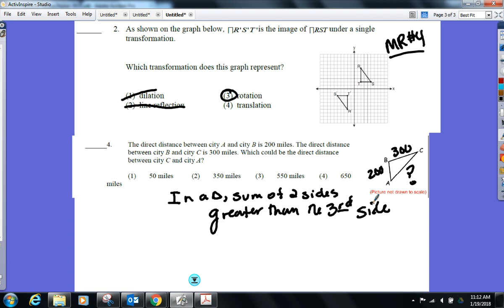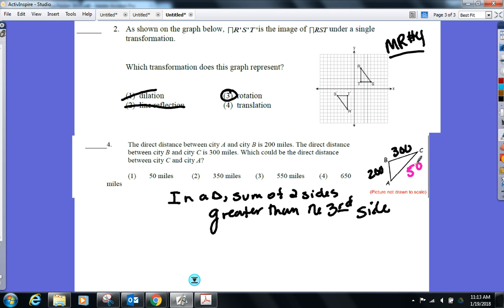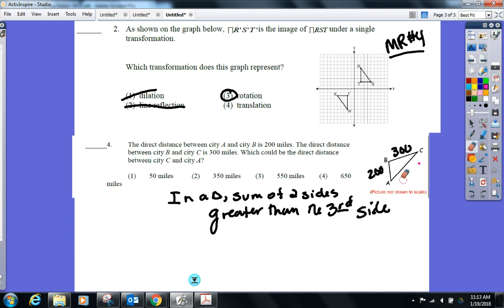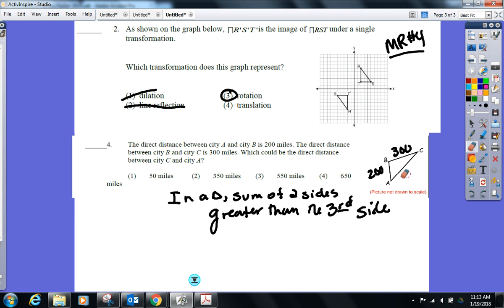All right, so before I show you the trick I showed you during this unit, let me go through each multiple choice. Well, can that side be 50? Well, that's a problem. Why can't it be 50? 200 plus 50, not greater than the third side, so it can't be 50. So let's keep moving. How about 350? Well, let's see. If I start adding up two sides here, will it always be greater than the third side? Looks like 350 is it, but let me go over why the other two won't work, though.